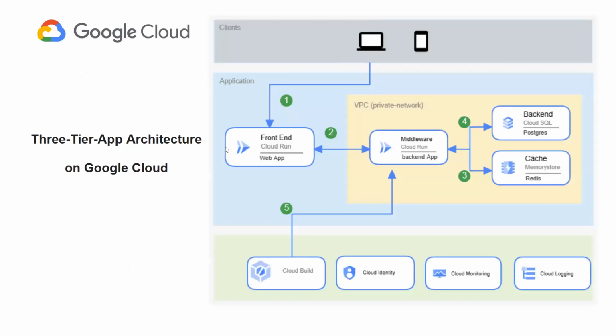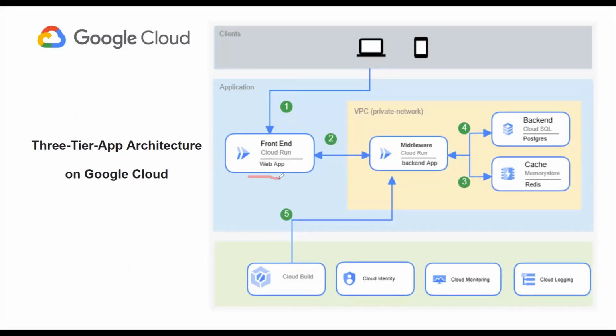Now, let's discuss this architecture. This is a three-tier application architecture on GCP. It includes the following components: the front-end tier, which is deployed on Cloud Run.